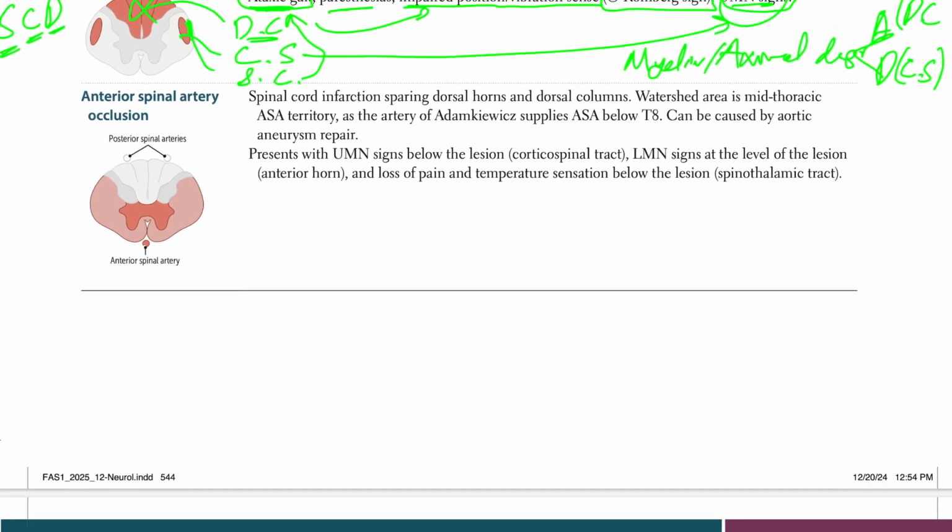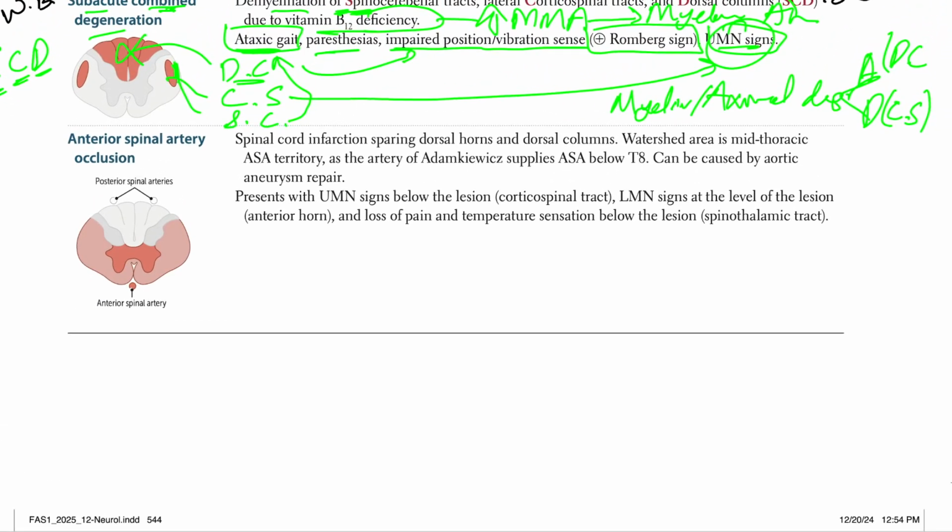Moving on with the sort of last one here, which is called anterior spinal artery occlusion. So anterior spinal artery, ASA, gets occluded. ASA is right here. Okay, it is supplying all this area. When it gets occluded, you are going into infarction in all this area, right? So let's take a look. You have a spinal cord infarction sparing only the dorsal roots, right? So sparing the dorsal horns and dorsal column.